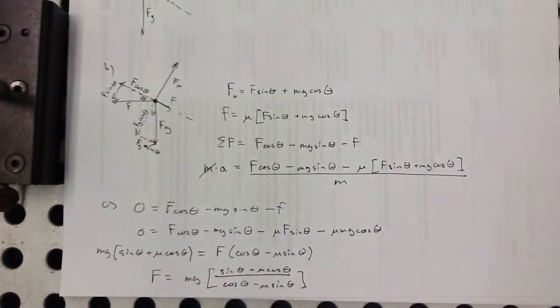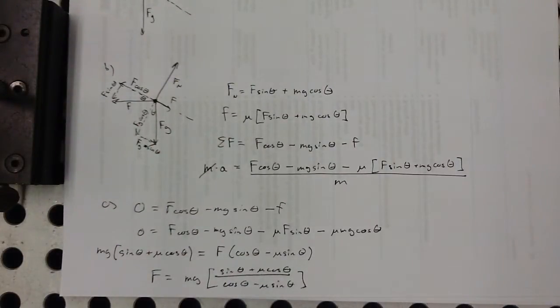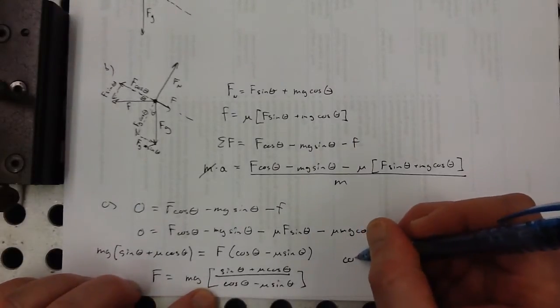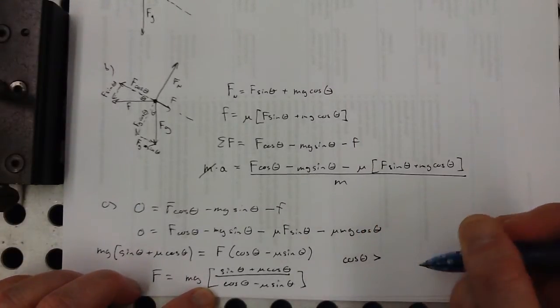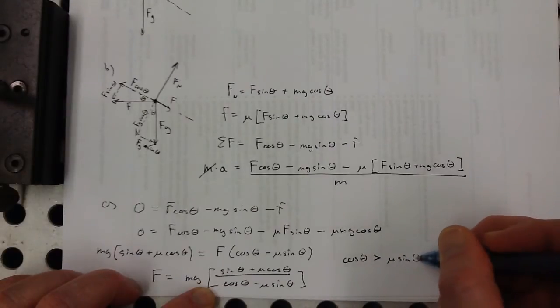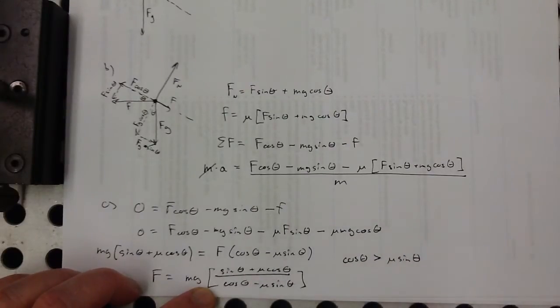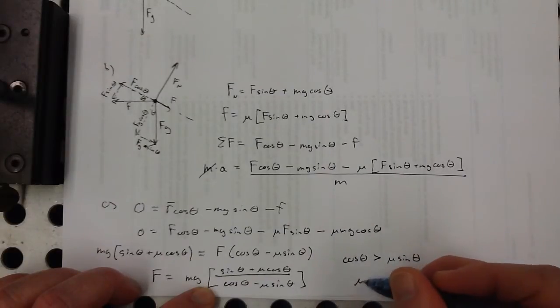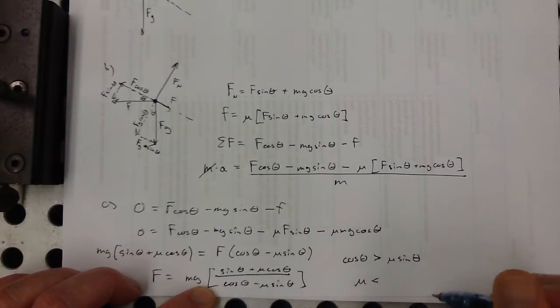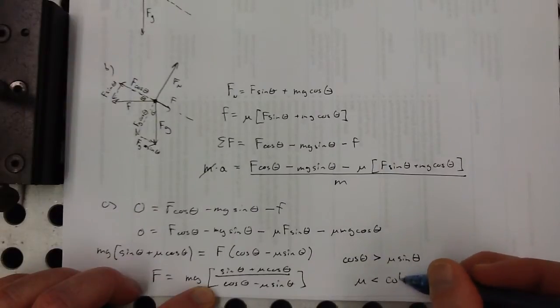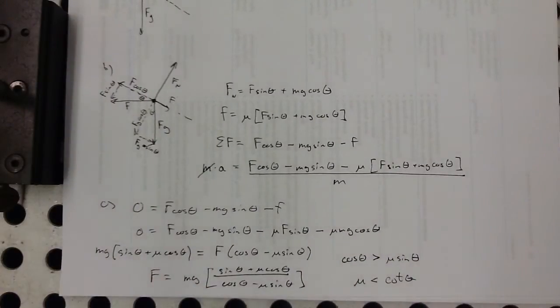I mean, we're pushing this thing up here, so what that means, since we're talking about the ramp angle is between 0 and 90 degrees, so sine theta and cosine theta are positive numbers. So for it to be meaningful, this cosine theta has to be greater than this. The bottom of this would have to be positive. So cosine theta would have to be greater than mu sine theta. And there's different ways you can play around with that. You could say that mu would have to be less than the cotangent of theta. That would be one way to describe that relationship.